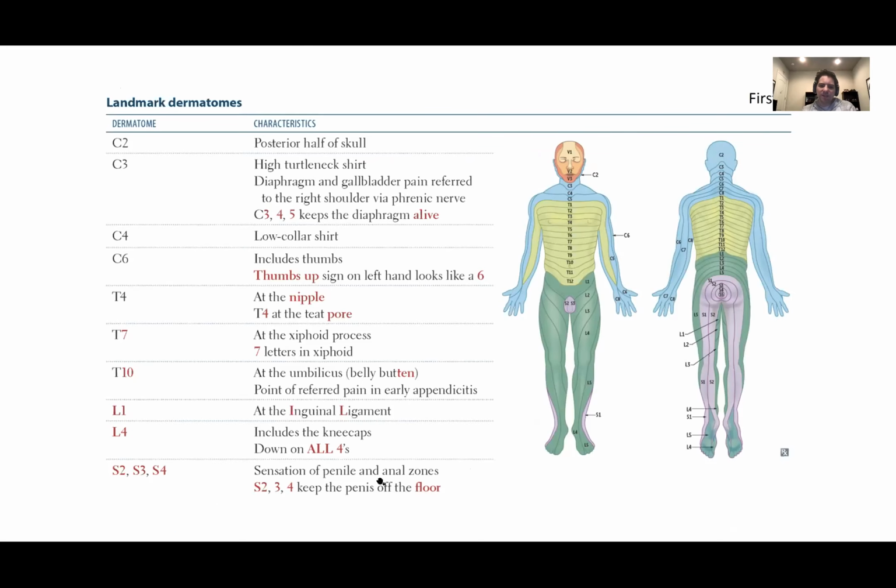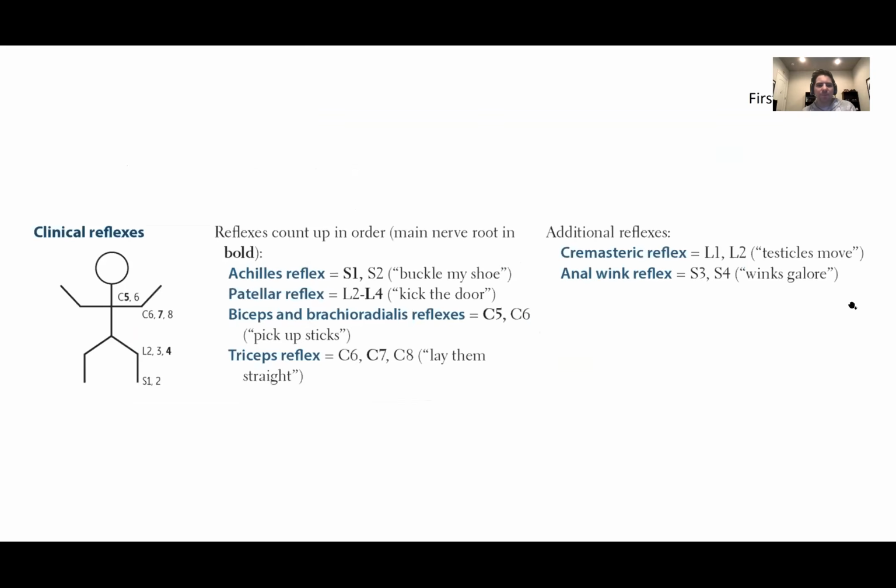S2, 3, 4 keeps the penis off the floor. Easy to remember there. Nice little mnemonic. L1 is the inguinal region. L4, down on all fours, because L4 is on the knee region. So they pretty much go straight across, but remember in the legs, they cross over like this. So just keep that in mind. But remember L4 is over the knee. L5 will cover the big toe, right?